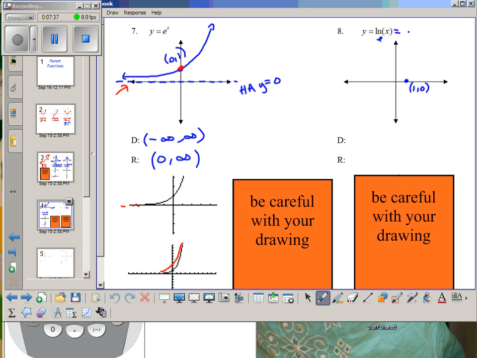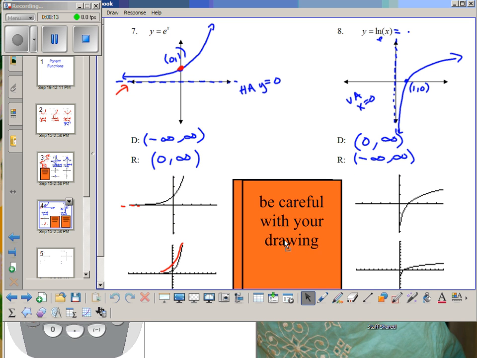E to the x has a horizontal asymptote at y equals 0. So ln of x has a vertical asymptote at x equals 0. Again, switch your x and y. Instead of y equals 0, we get x equals 0. And our ln of x graph looks like this. The other thing about inverses, domain and range switch. So the domain is, you can't take the ln of 0, so we do not include 0, but you can take anything coming back to 0, and then your domain goes all the way up to infinity. And our range is negative infinity to infinity.